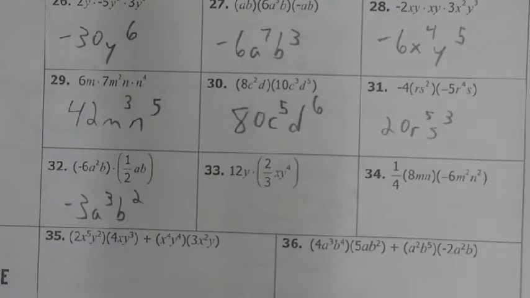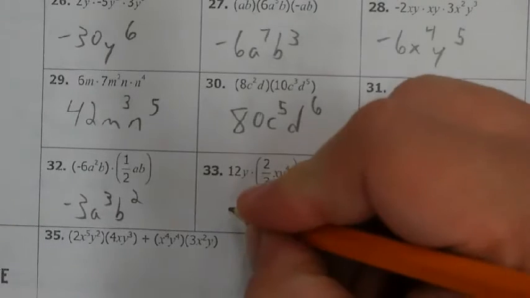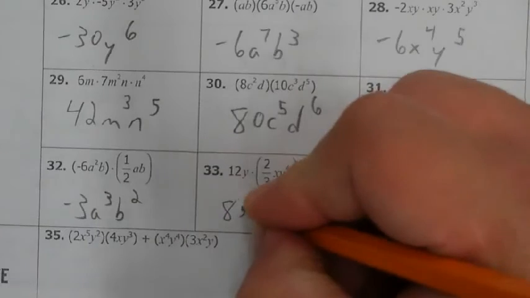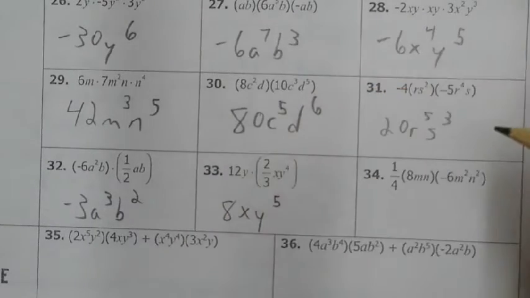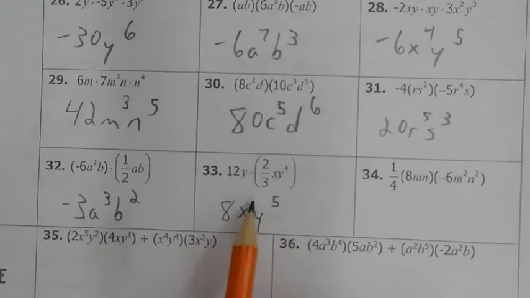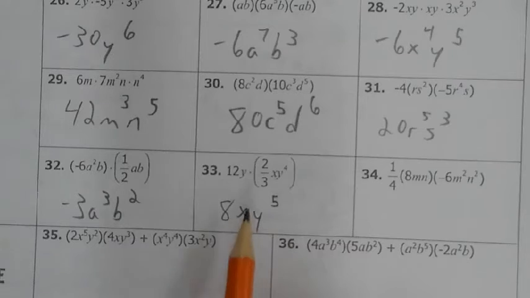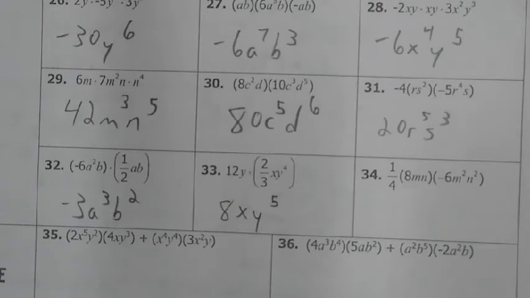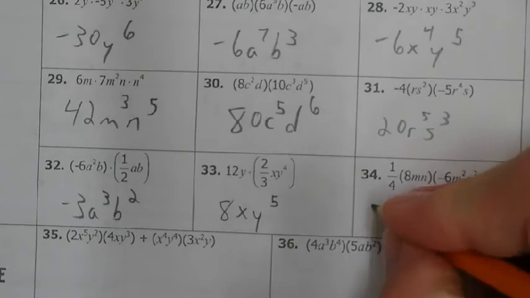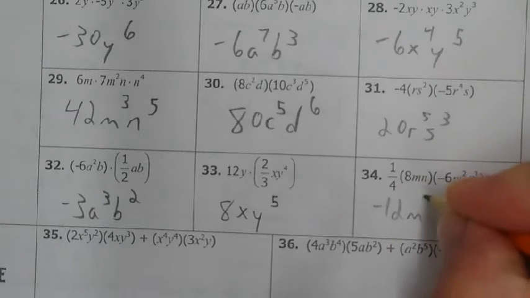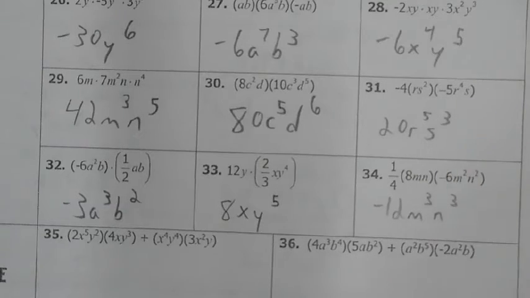33. 12 times 2 thirds. I know those were close. You might get there. I got 8x to the power 1, y to the power 5. Good. I just put the 1 there. Yeah, you can put a 1 there if it makes you feel better, but just know on the test they won't have a 1 there. And then 34. Max, what'd you get? Negative 12 m to the 3rd power and n to the 3rd power. Very good. Anybody have questions about those?